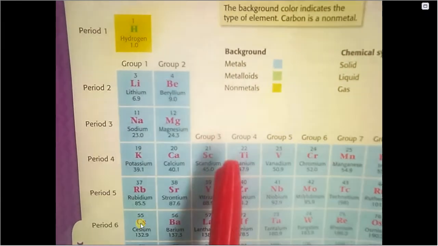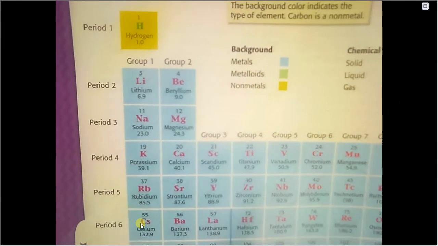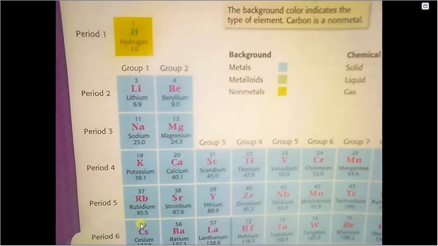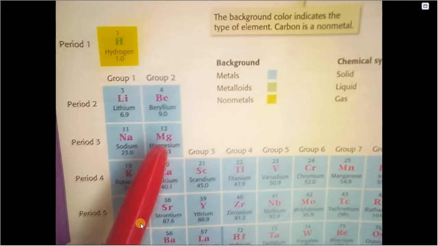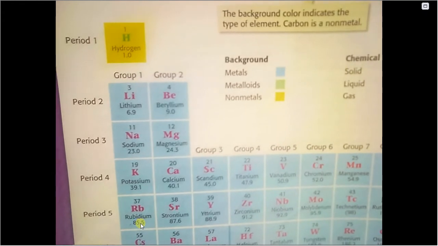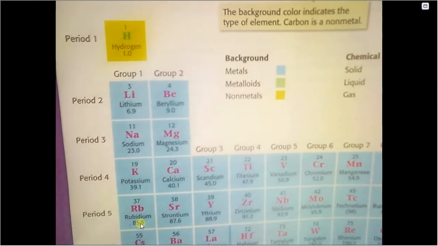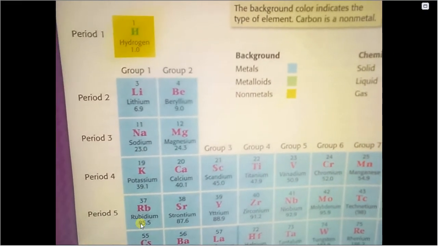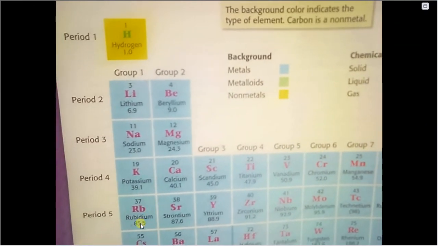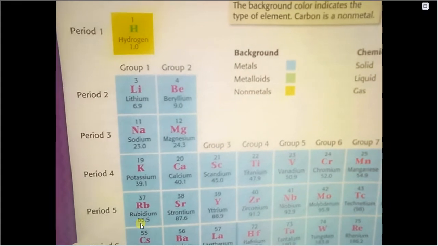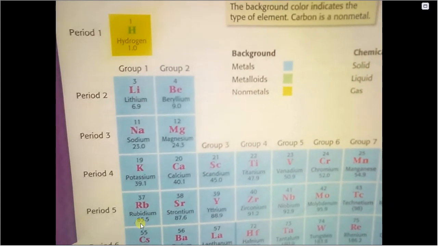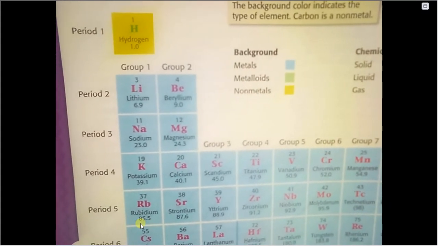The top number, which is the atomic number, tells me the number of protons in the nucleus. The bottom number tells me the number of protons and neutrons in the nucleus, and that's called the atomic mass, that 9.0. And then the last thing that we need to know is how many electrons are in the outer electron cloud, or in the rings on the outside of the nucleus.